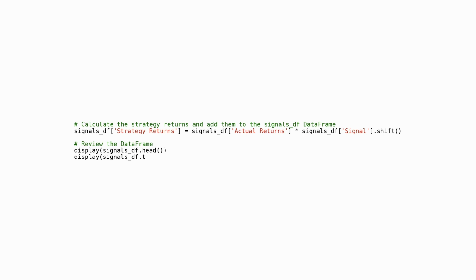After updating the data frame with the new information, the code then uses the display function twice to show the user the first few rows, via head, and the last few rows, via tail, of the updated signals_df. This allows the user to quickly review the data frame and confirm that the strategy returns have been appended correctly.